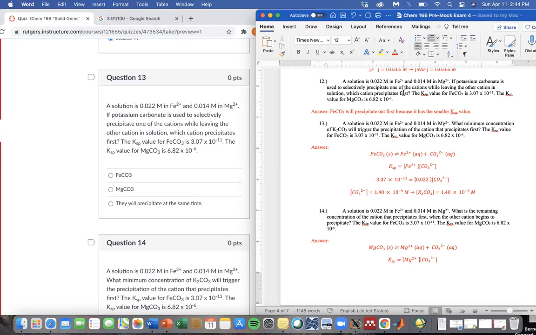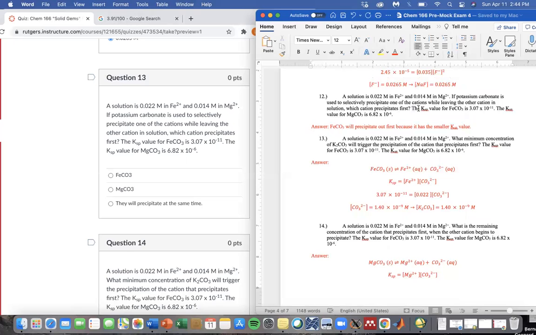And so one of the really important things is to figure out which of the two substances is going to precipitate out first. In this situation, you're given the KSP value for FeCO3 at 3.07 times 10 to the negative 11th. And you're also given the KSP for MgCO3. And that one's much larger. It's 6.82 times 10 to the negative 6.